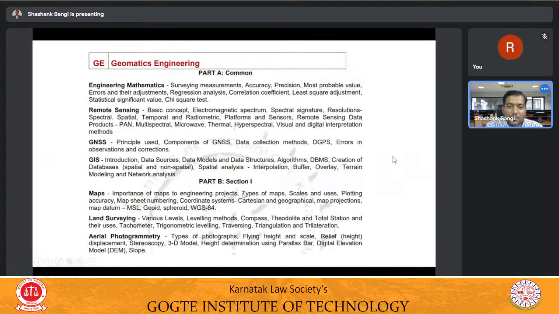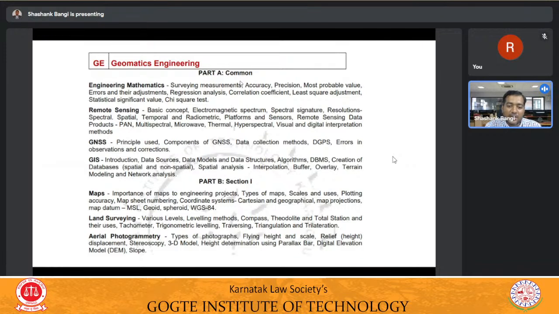Here you can see it consists of part A and part B. If you look at the syllabus, this remote sensing and GIS course has covered almost all the portions offered by GATE 2022, and hopefully the same syllabus will be there in 2023 also. You can study this subject, and you can appear for GATE 2023 geomatics engineering.